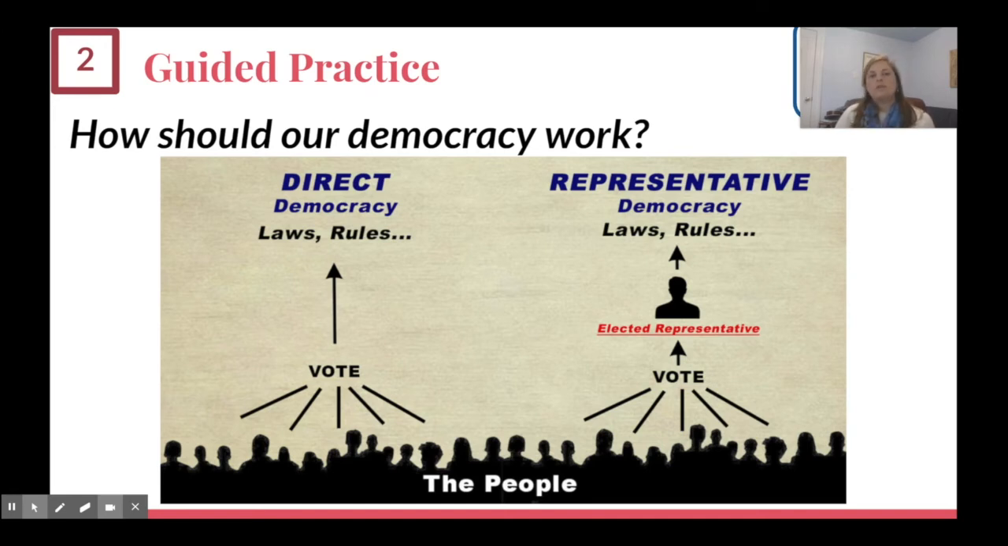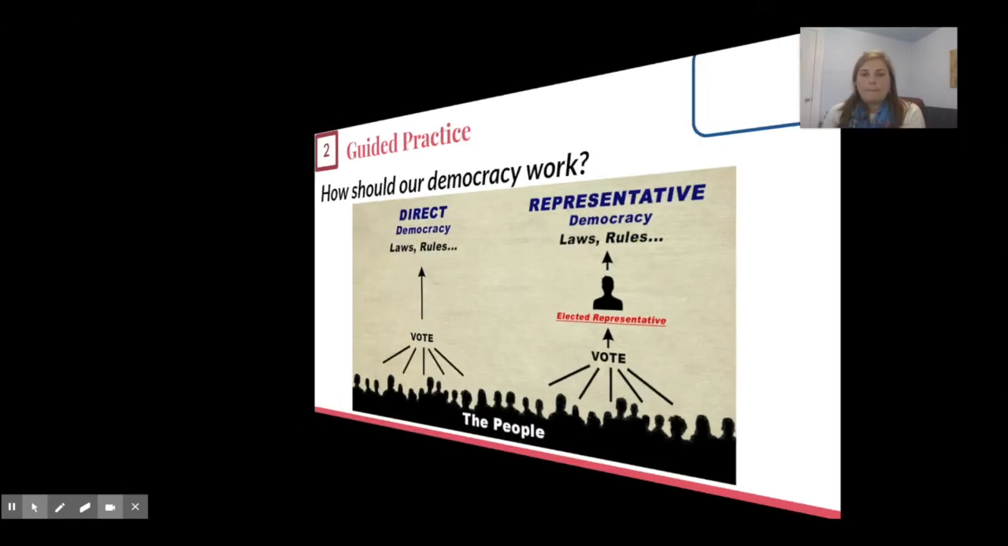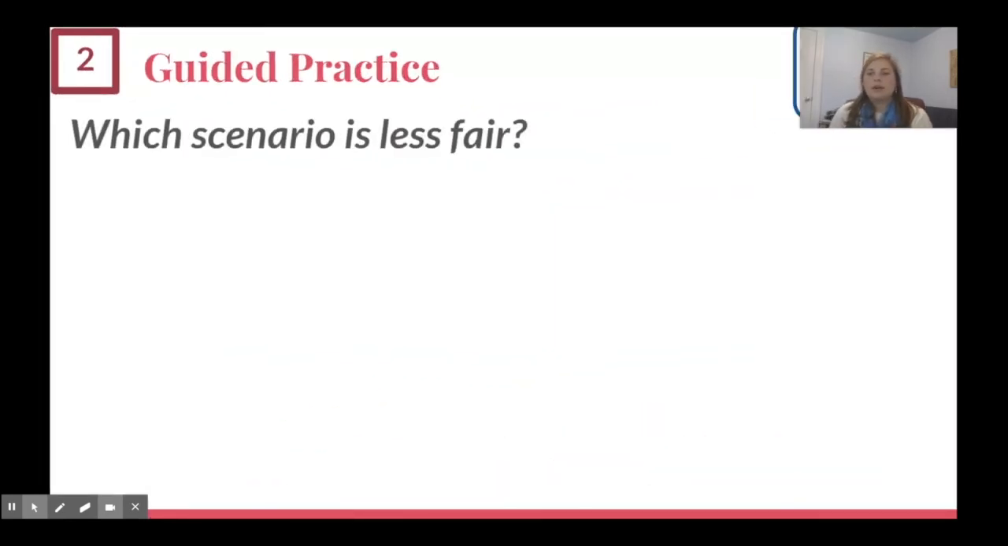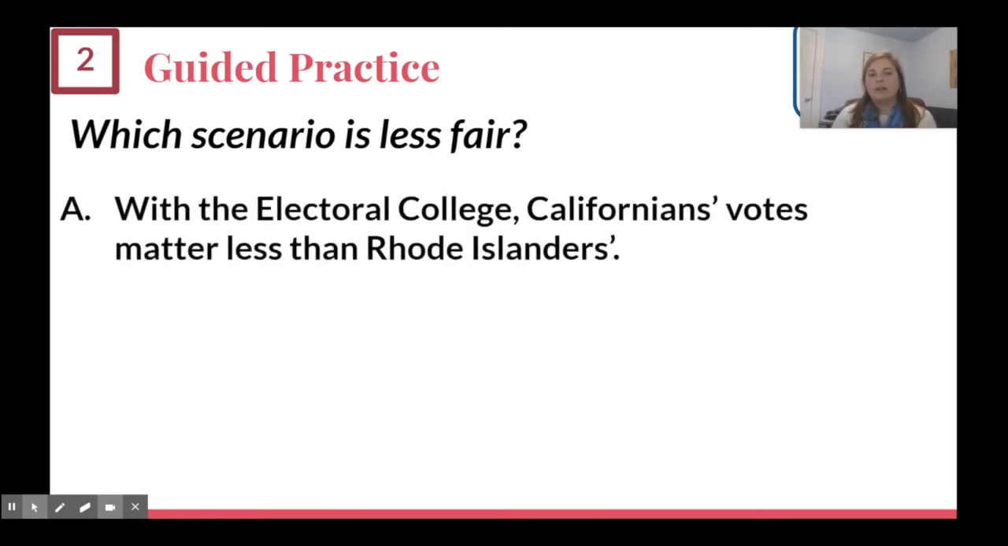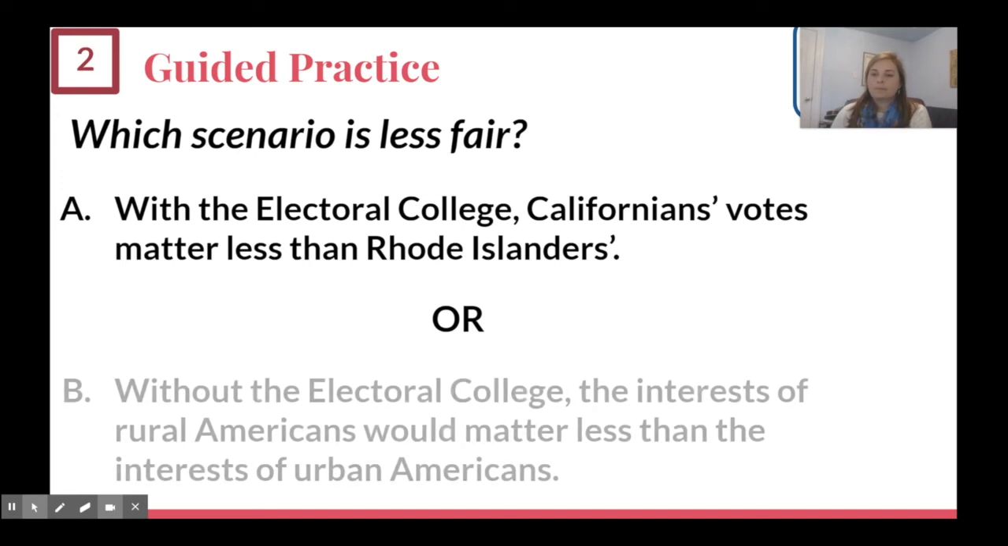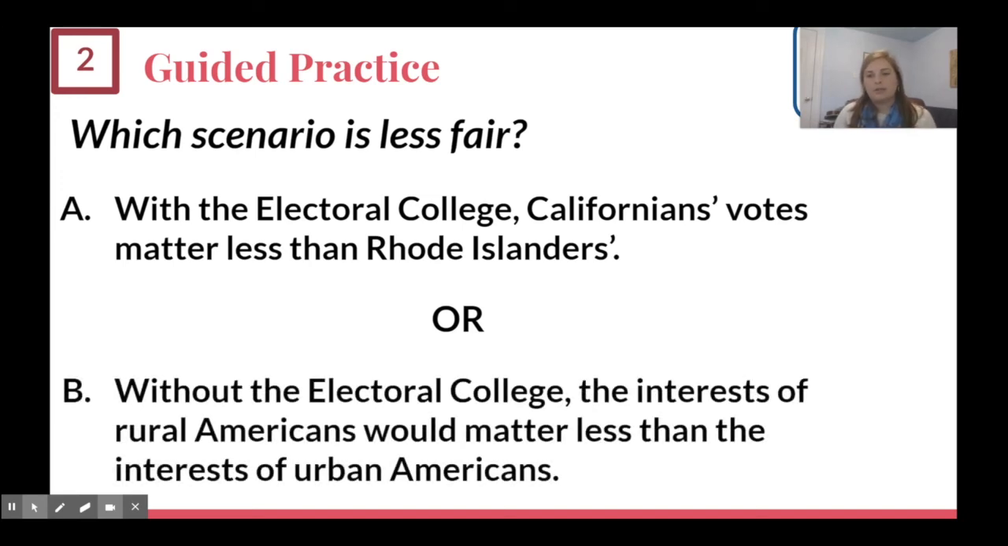But what element do you believe is more important? Is it more important for each individual to be equal, or is it more important for everyone's interests to be equally represented? To make this a little bit more concrete, let's think about this example. What scenario seems less fair to you? That with the Electoral College, people in California have a vote that matters less than people in Rhode Island, or that without the Electoral College, the interests of rural Americans would matter less than the interests of urban Americans.